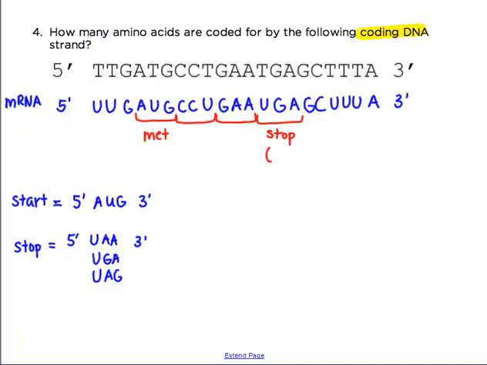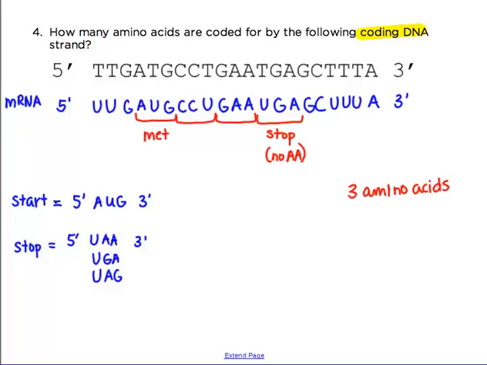Stop codons do not translate with any amino acid. It's just a signal for the ribosome to release. So although it doesn't say it here, it's asking us how many amino acids there are. We have the start, which is methionine, and then you have 2 more codons to give you an amino acid before you hit the stop. So total, this will be 3 amino acids.